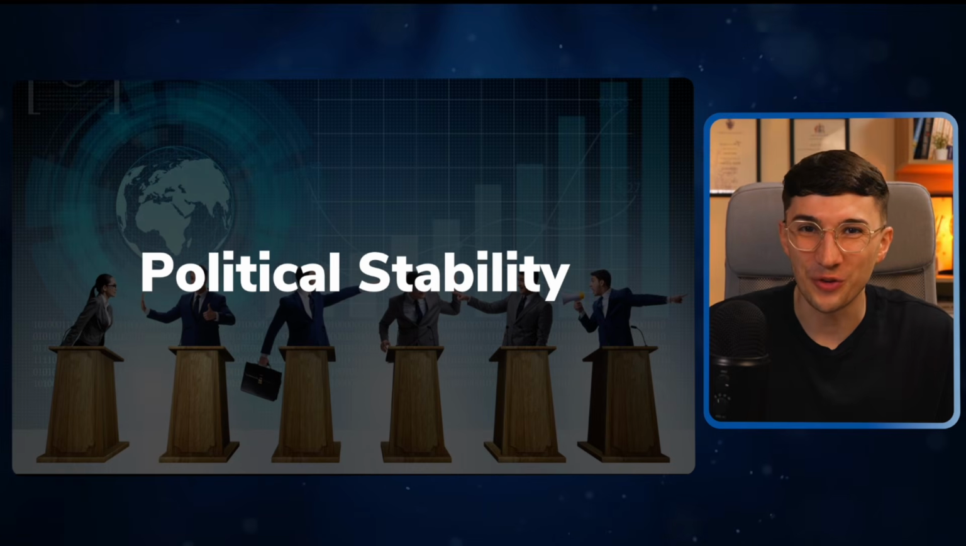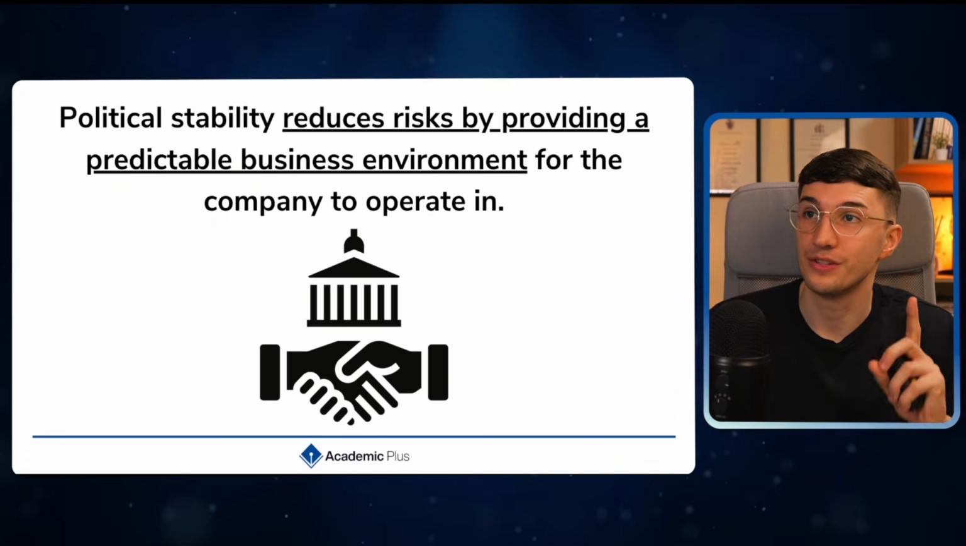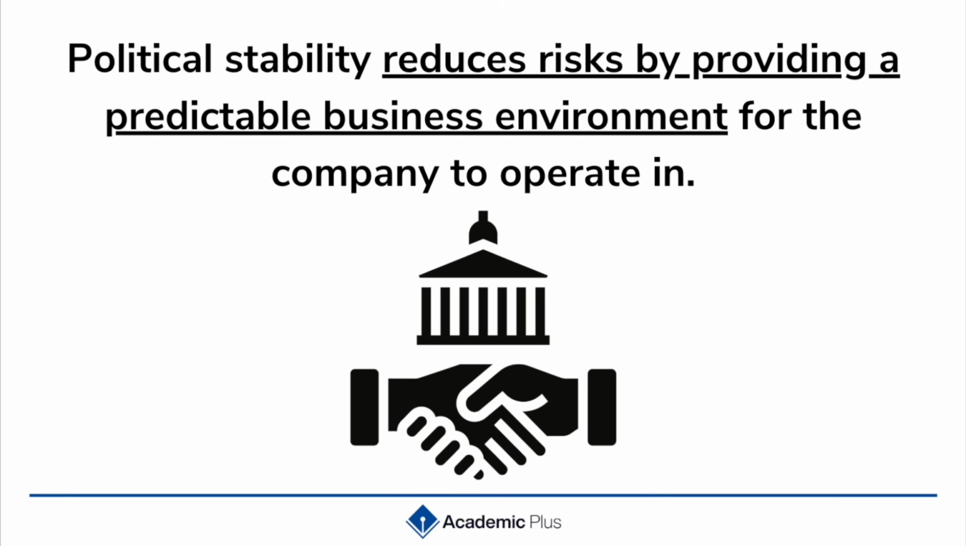Another factor that we've also seen before is political stability. Political stability helps reduce risks by providing, once again, a predictable business environment for the company to operate in. So countries with stable governments are less likely to experience disruptions such as strikes, protests, or sudden policy changes that could of course impact the operations of businesses. This stability provides a business with confidence in the long term, reduces overall risk, and once again helps us operate smoothly.